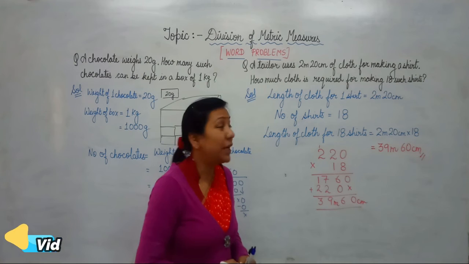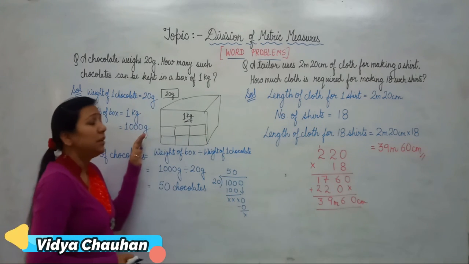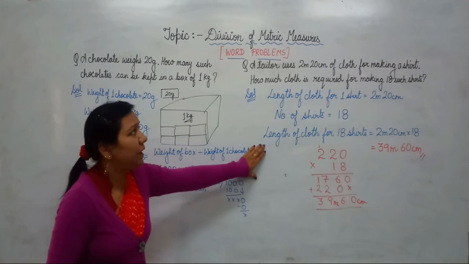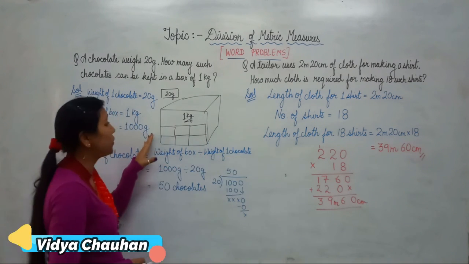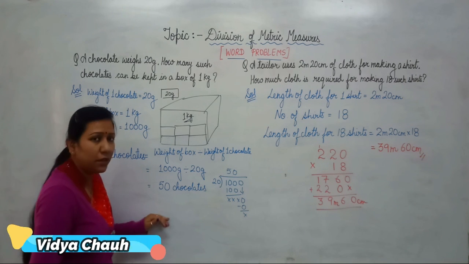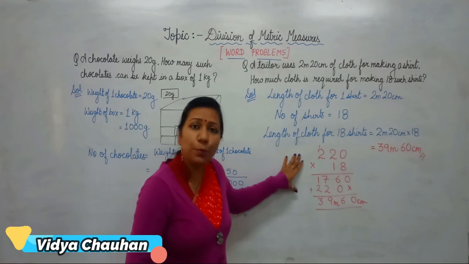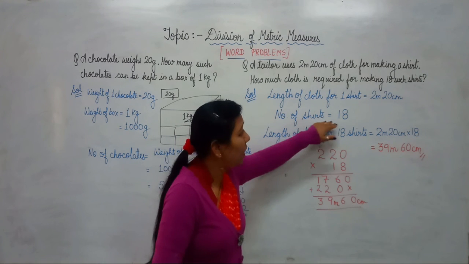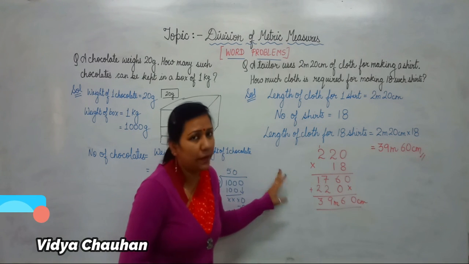So students, you can see that we have done the word problems related to metric measures. In the first question, when we had to put the chocolates in the box, we divided the terms, and when the tailor had to prepare shirts of the same kind, we multiplied the terms.